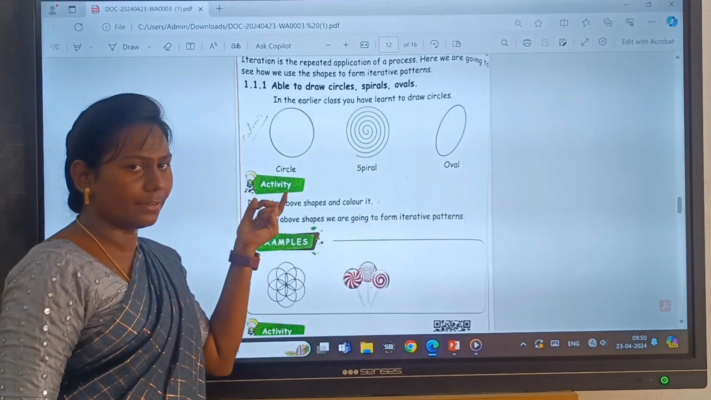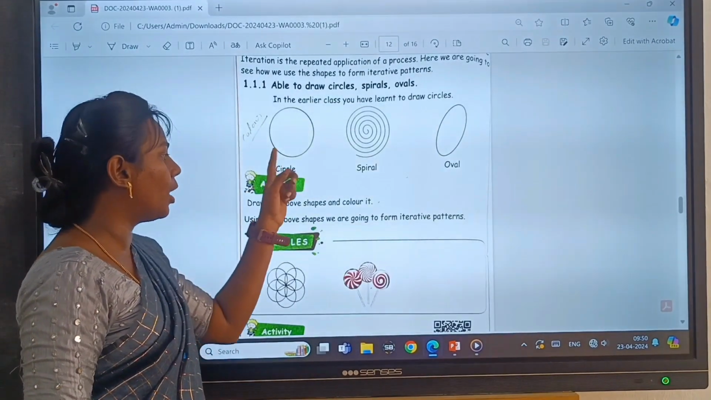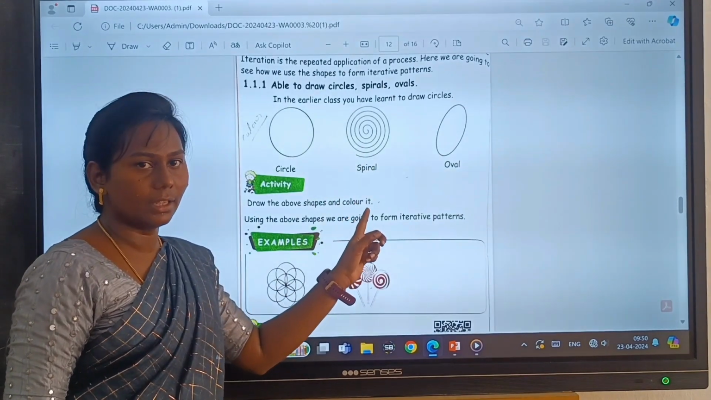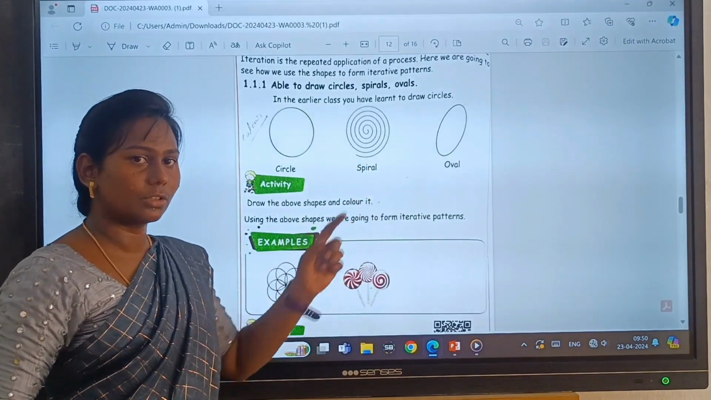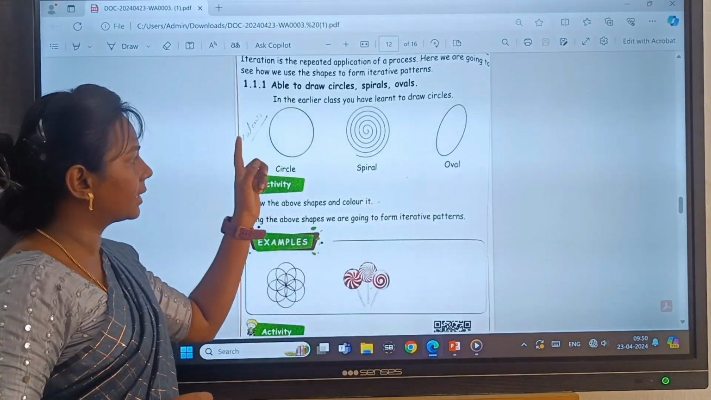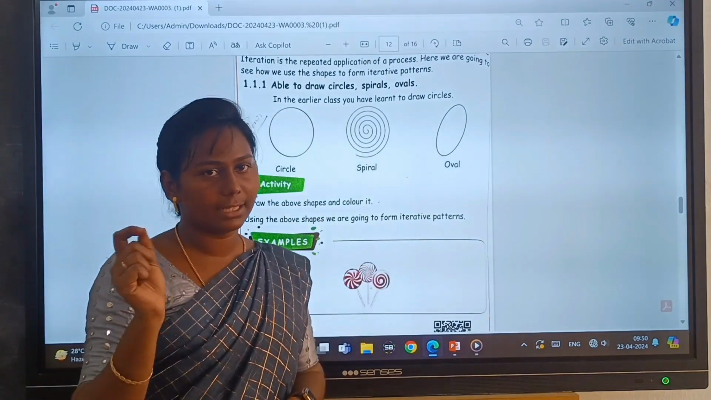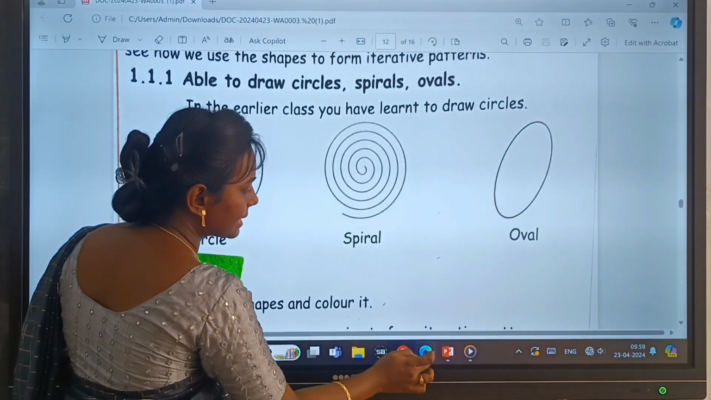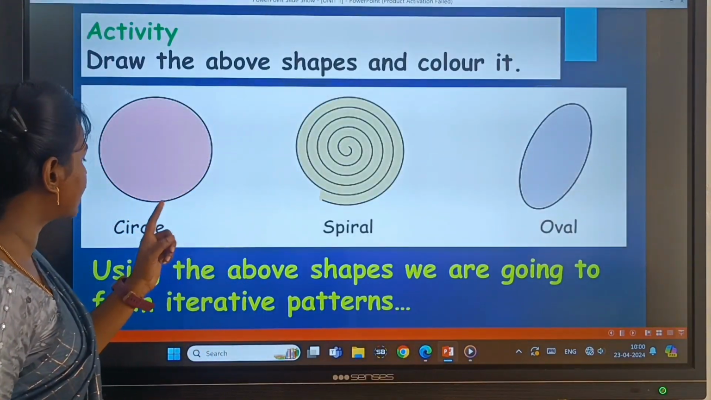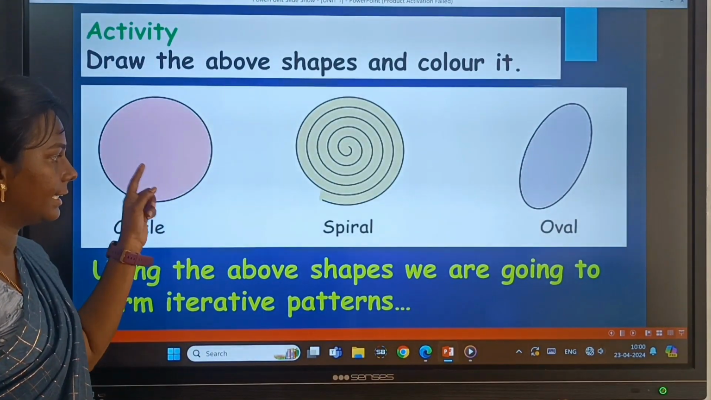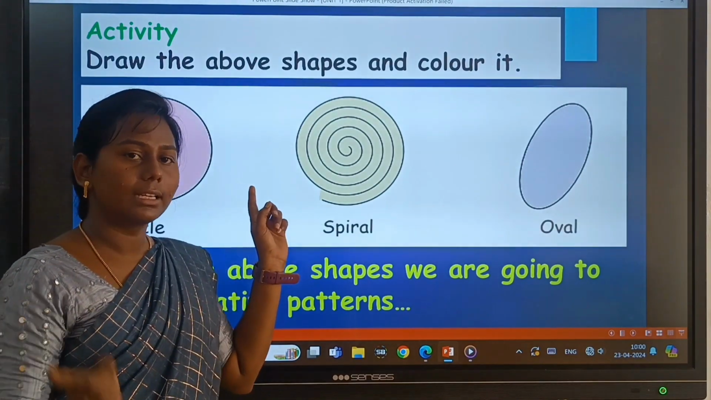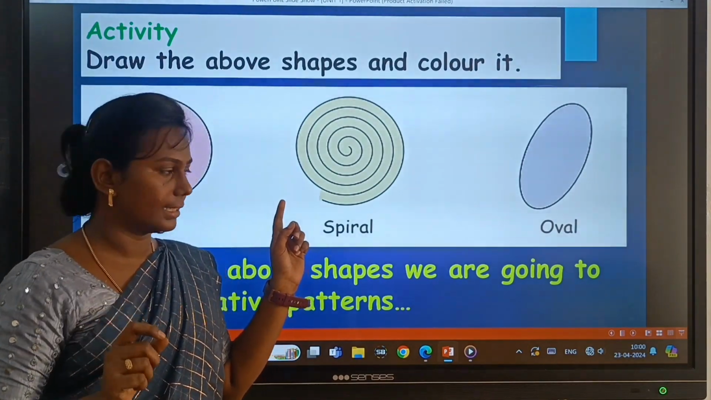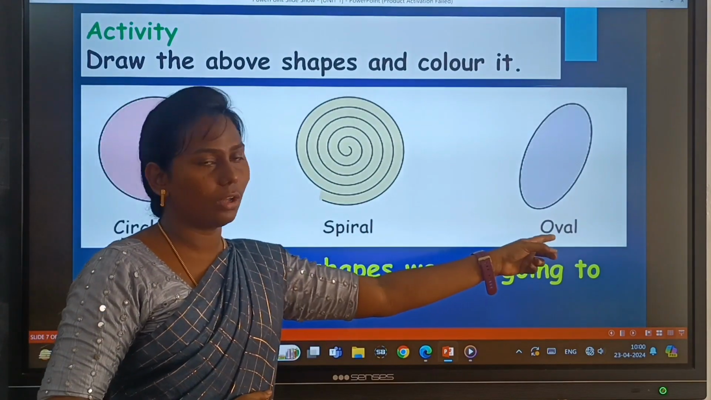Now one activity is given in your book. Draw the above shapes and color them. We have to do this activity. Draw a circle, spiral, oval and then color them. I will just work on the activity here. You just refer to it. See, it's a circle. I color it. And you also draw a circle, then color it. See the spiral and oval.